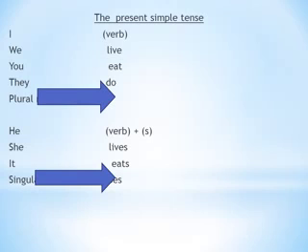The present simple tense with the subject pronouns I, we, you, they, and the plural noun, we use the verb without s. It means clean verb يعني فعل clean without s بدون s, like live, eat, do. But with the subject pronouns he, she, it, and the singular noun, we use verb plus s يعني فعل مضاف له s, like lives, eats, does.